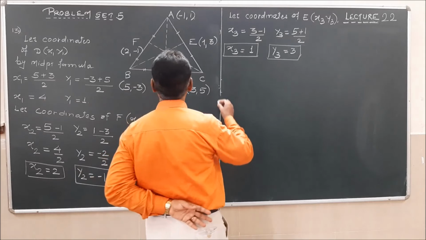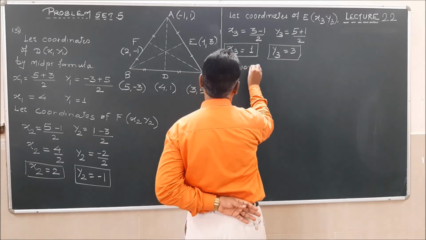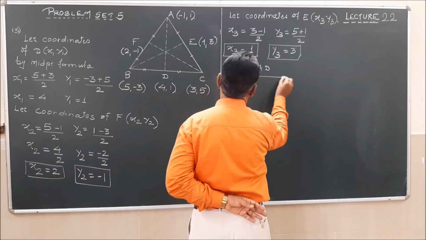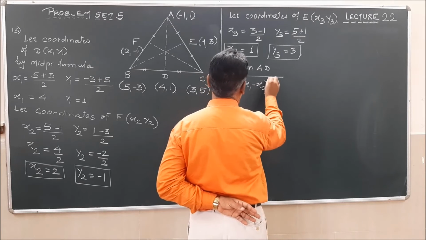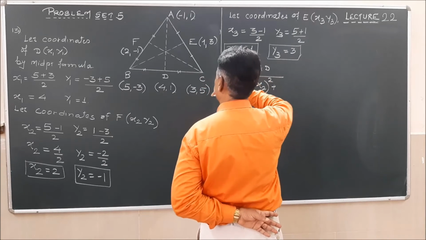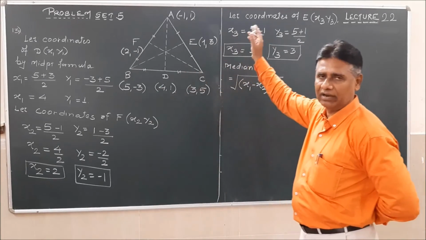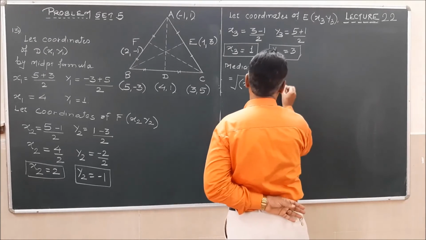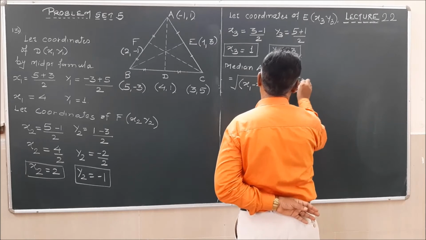So length of median AD is equal to, at once we'll write the formula: x1 minus x2 the whole square. Of course, this x1 minus x2 has no connection with x3, y3. This is a general formula. Plus y1 minus y2 the whole square.